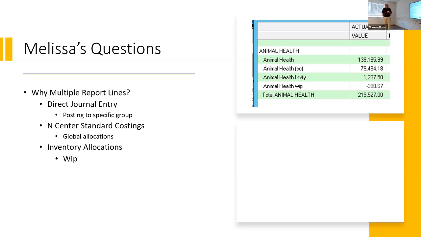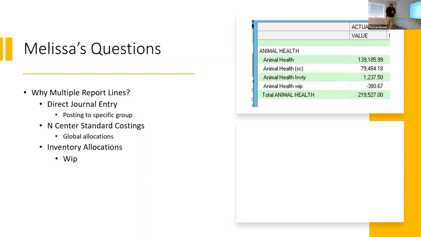Another question that Melissa had came up while we were running through one of her cost analysis reports. When I set it up, I have ways of making sure it ties out. I ended up with 4 lines for animal health. Melissa asked me, why do we need 4 lines for animal health?